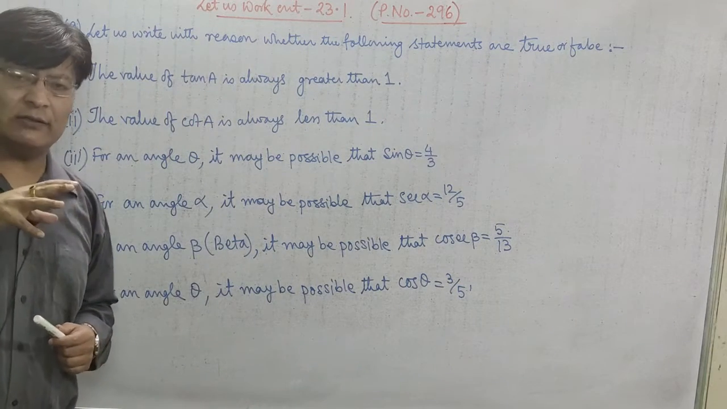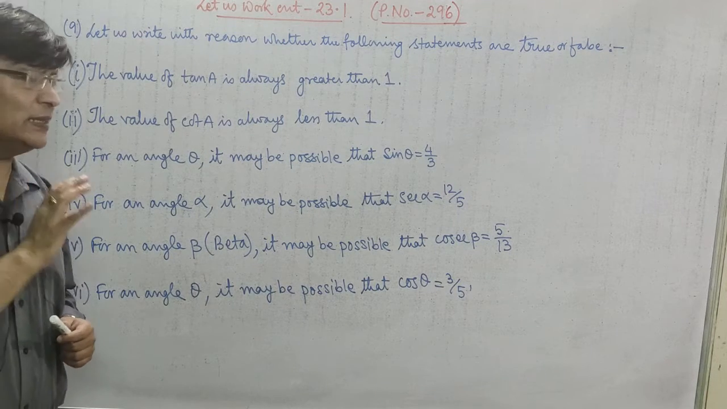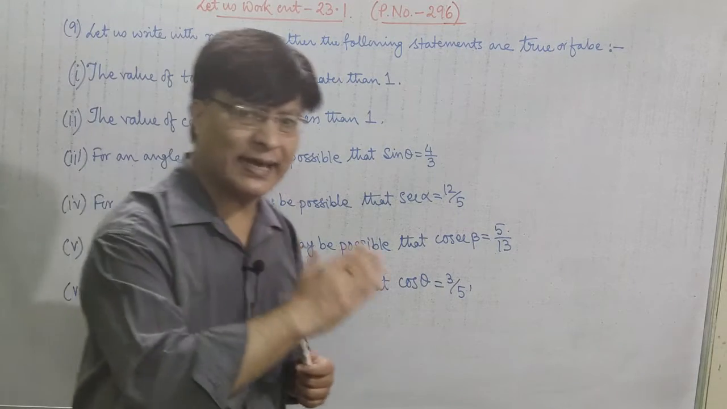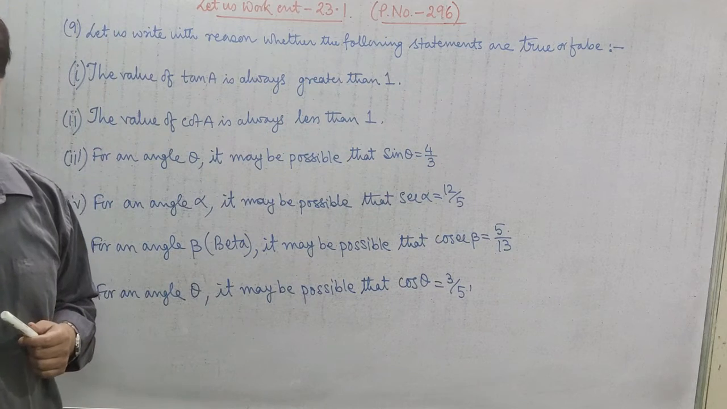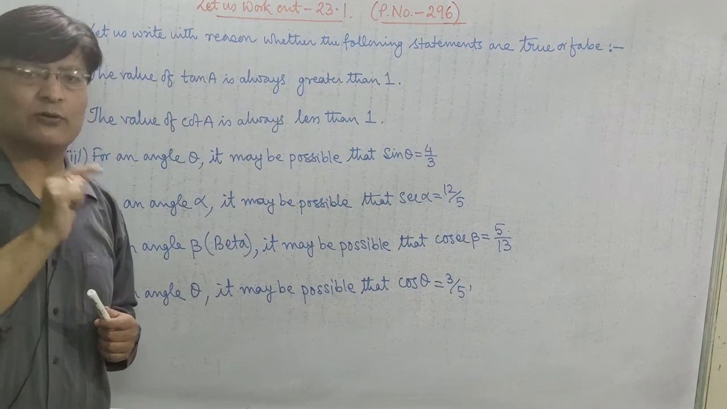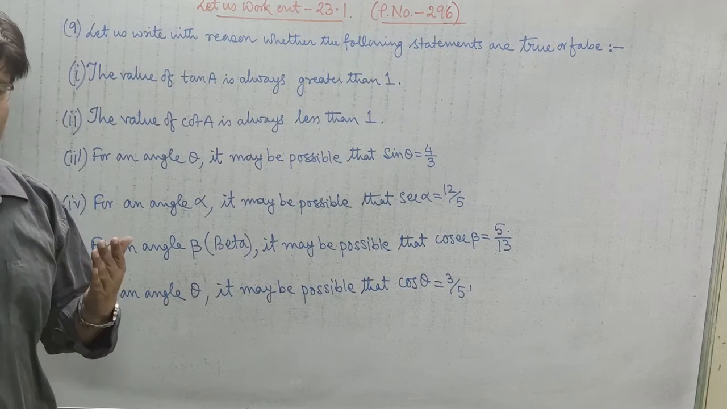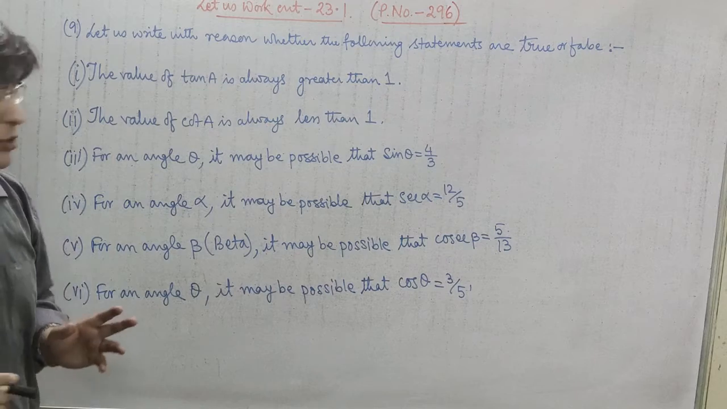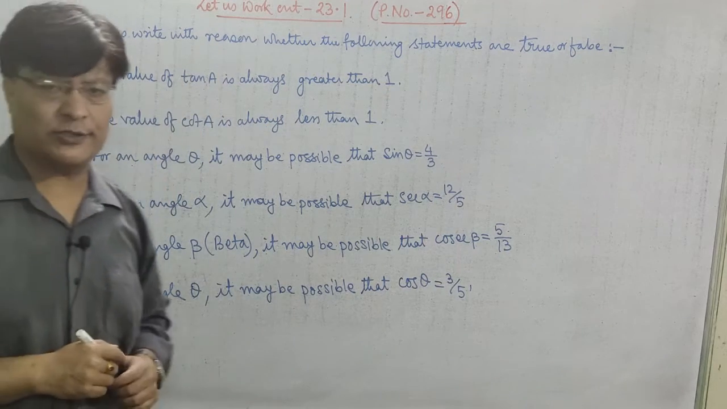So all these angles lie in the first quadrant. In class 10, we discuss only the angles that lie in the first quadrant. That's why sin theta, cos theta, tan theta, sec theta, cosec theta and cot theta are all positive in the first quadrant. So let us talk about only the positive values of all these trigonometrical ratios. The value of tan A is always greater than 1. Is it true or false?